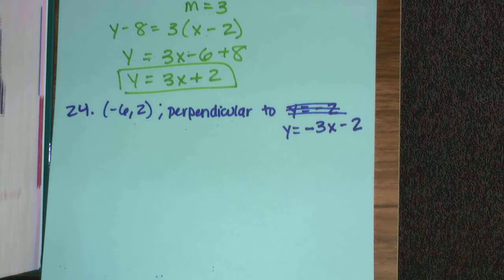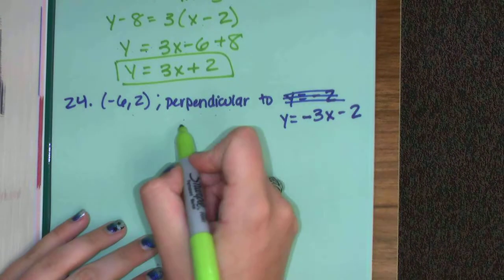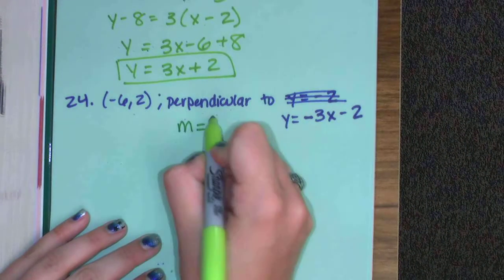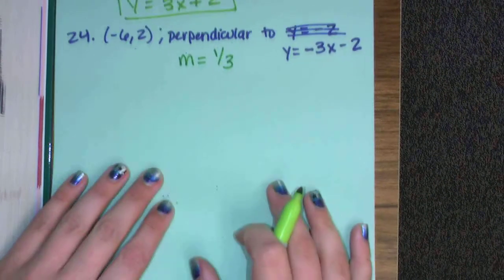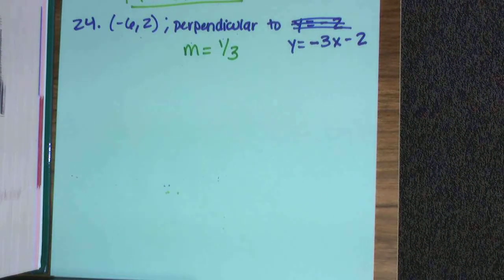Alright, so what would my slope be for the perpendicular line? Yep, 1/3, so it's the opposite reciprocal, so my slope is positive 1/3. And then how would I set up my equation?